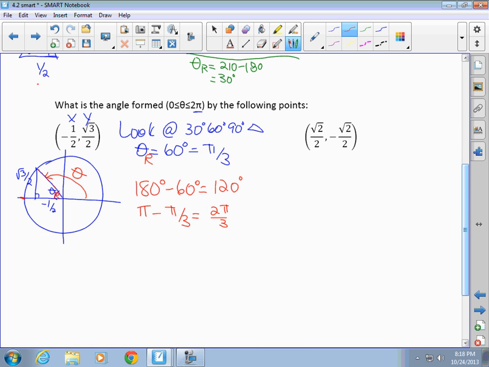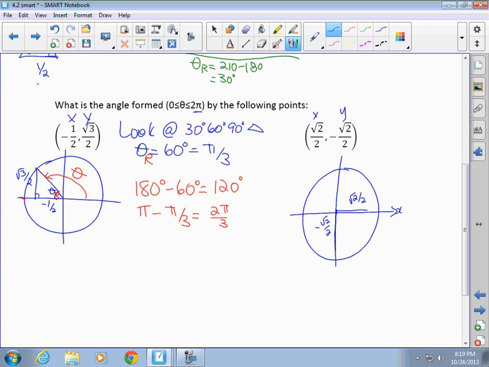Okay, so what if my coordinates are √2 over 2 and -√2 over 2? So this is my x coordinate. This is my y coordinate. I draw my unit circle. X is positive, so I know it's going to be somewhere on this axis here. My y is negative, which means it's going to be going down this way. So my square root 2 over 2 would be here. My negative square root 2 over 2 would be there. So I know it's in quadrant 4.